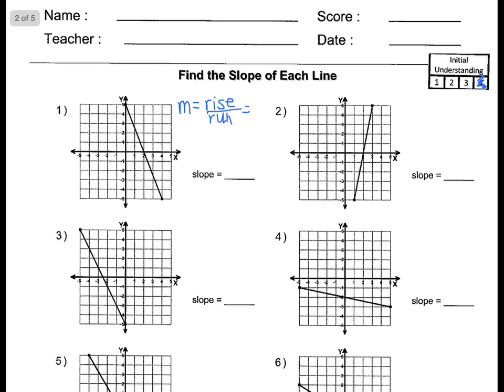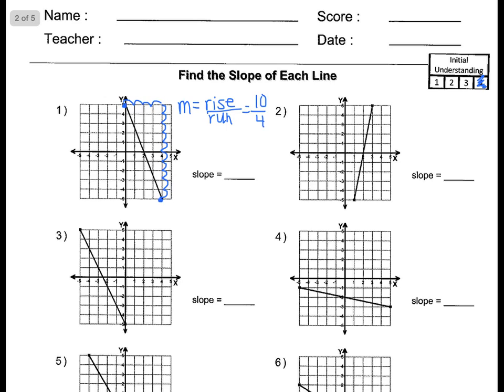So in number 1, what is our rise over run? Well, here's your coordinate right here. It's given to you. And here's your other coordinate. So let's count our rise over run. We are rising 1, 2, 3, 4, 5, 6, 7, 8, 9, 10. So your rise is equal to 10. What's my run? 1, 2, 3, 4. So your run is 4.